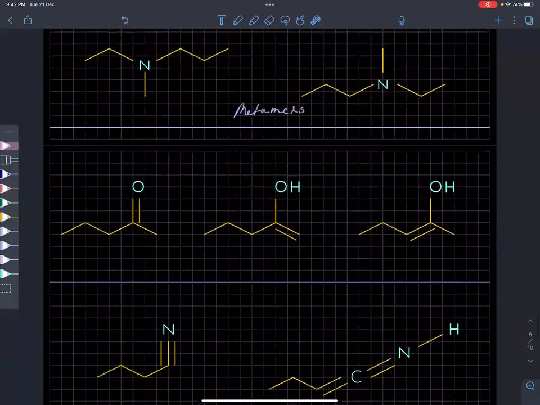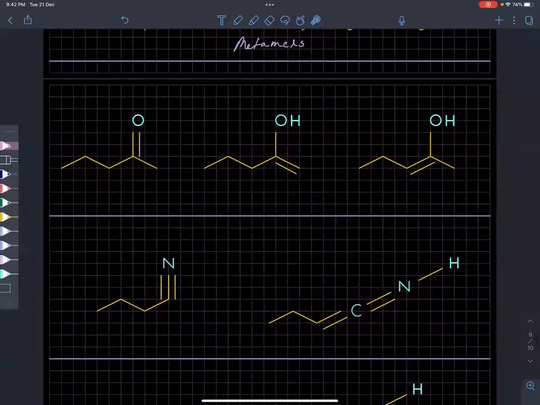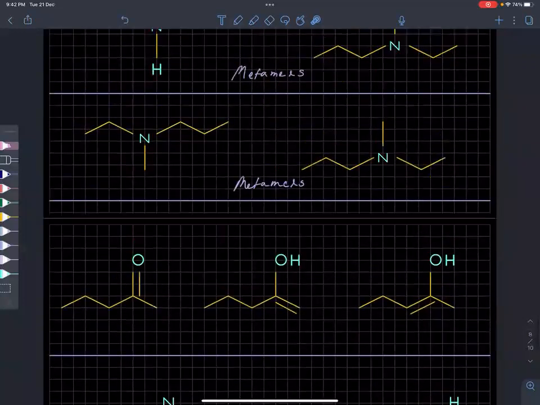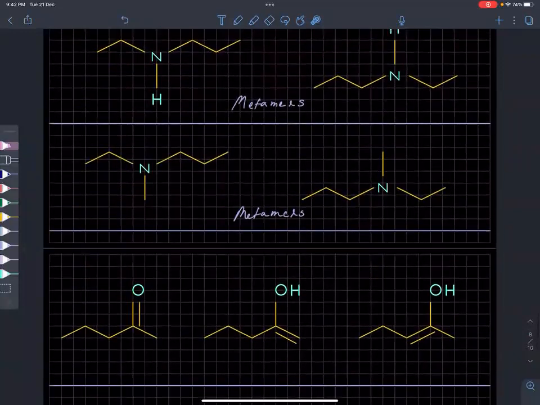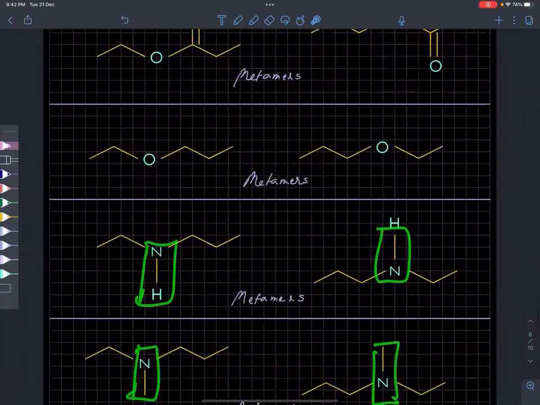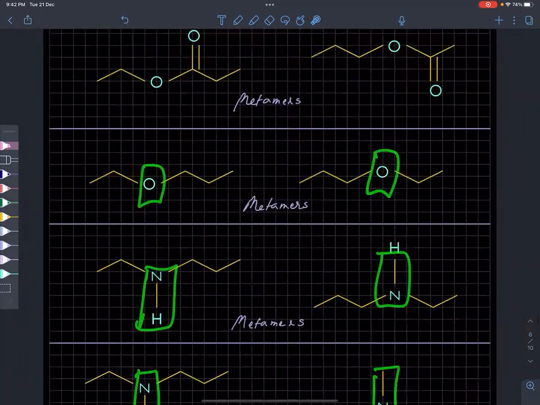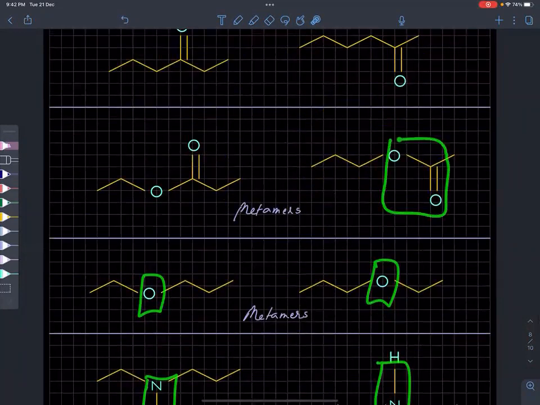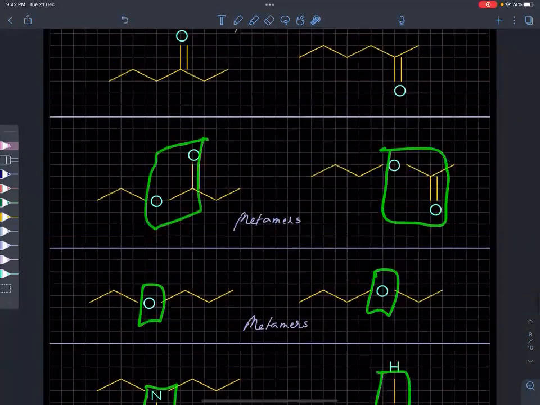What about these two? Functional isomers? Tautomers? How to identify metamers? In a metamer, there will be a functional group that will sit in between the chain. It will cut the chain into two parts. This is sitting in between the chain. This is sitting in between the chain. Here, this is sitting in between the chain. Here, this group is sitting in between the chain.